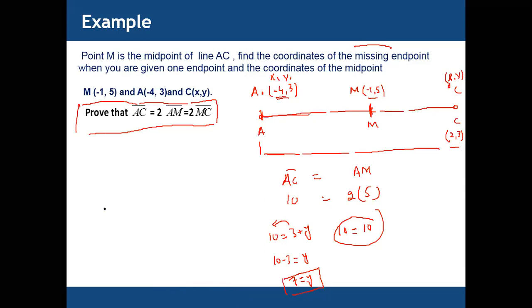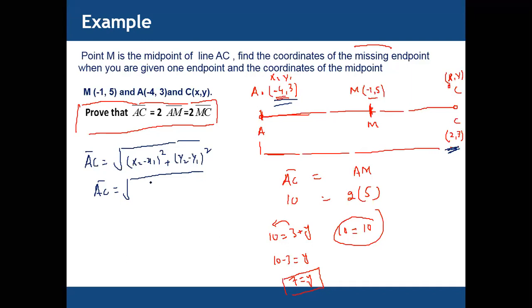Okay, first of all, the AC distance. By the distance formula, we have x2 minus x1 whole square plus y2 minus y1 whole square. These are the coordinates x1, y1 and these are actually x2, y2: 2 and 7. So with the help of this formula, the length of AC is equal to x2, which is 2, minus x1, which is minus 4, whole square.